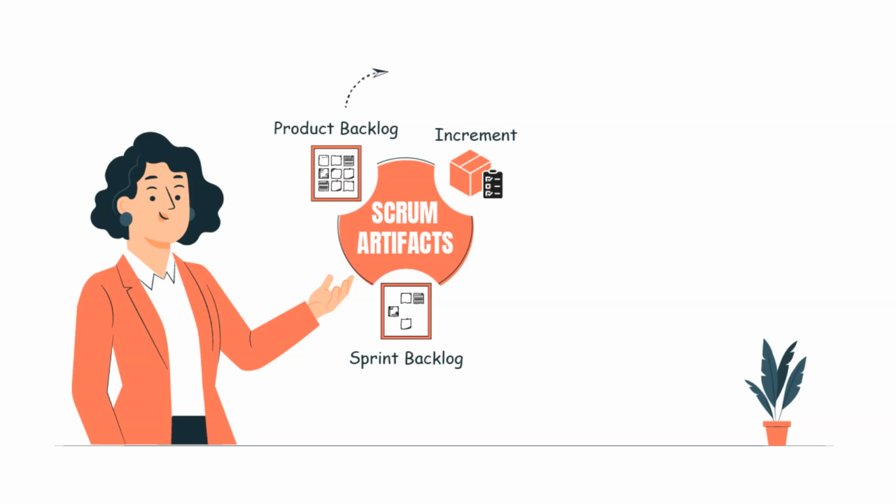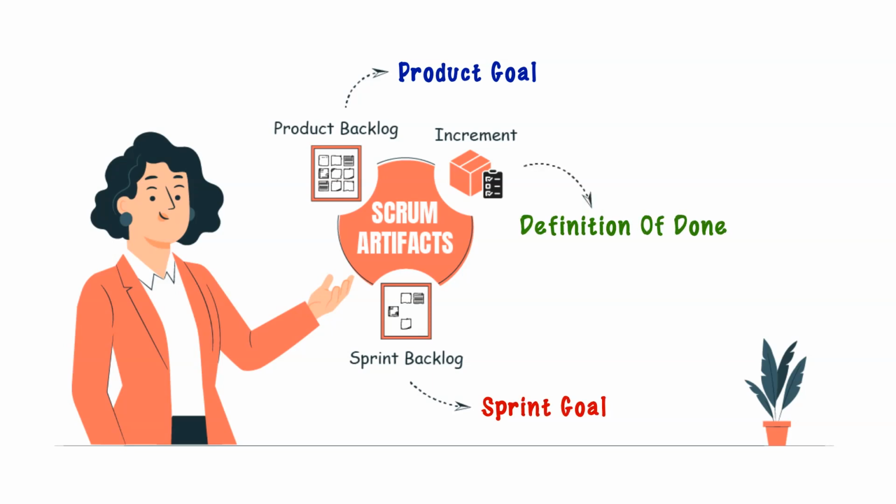For the product backlog, it is the product goal. For the sprint backlog, it is the sprint goal. For the increment, it is the definition of done. These commitments exist to reinforce empiricism and the Scrum values for the Scrum team and their stakeholders. There are 3 essential artifacts in Scrum framework.